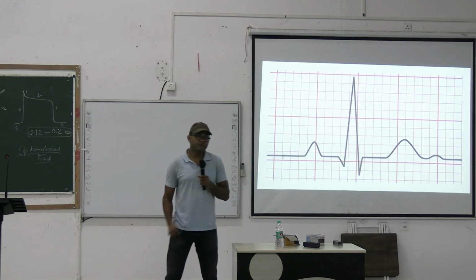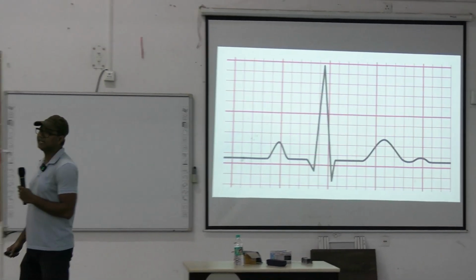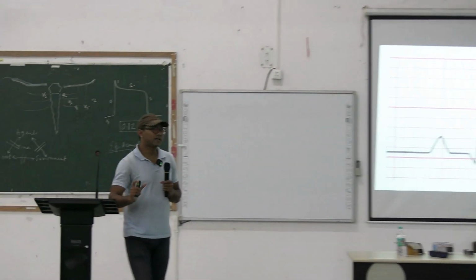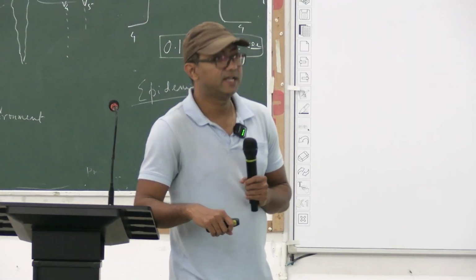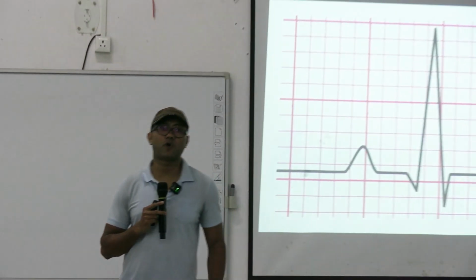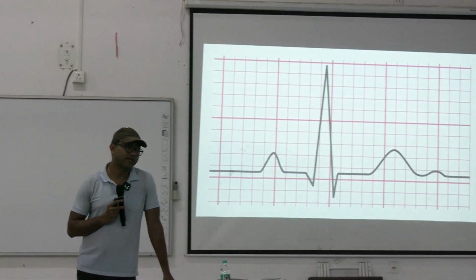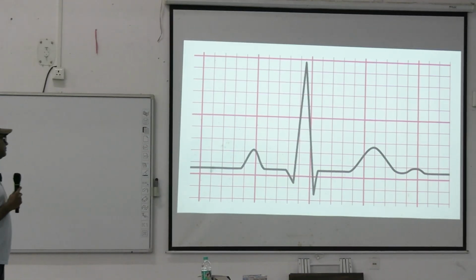Now, we will focus on the y-axis. Just like in x-axis, one small square equals 0.04 second, in y-axis one small square equals to, yes, 0.1 millivolt, okay, 0.1 millivolt, right.